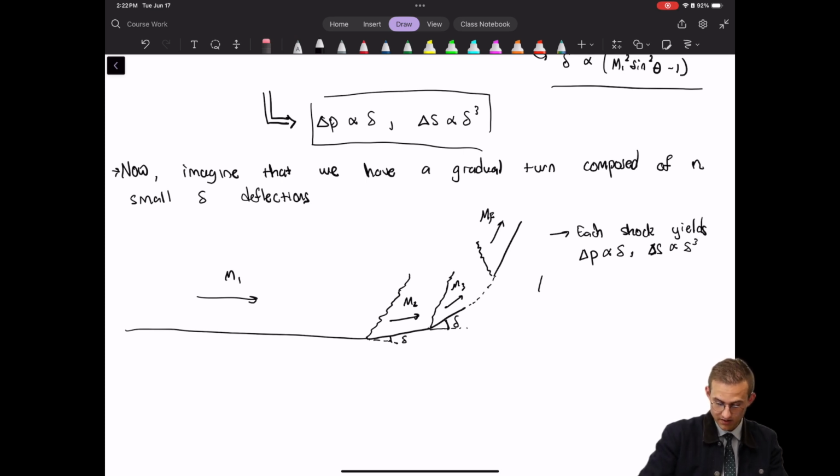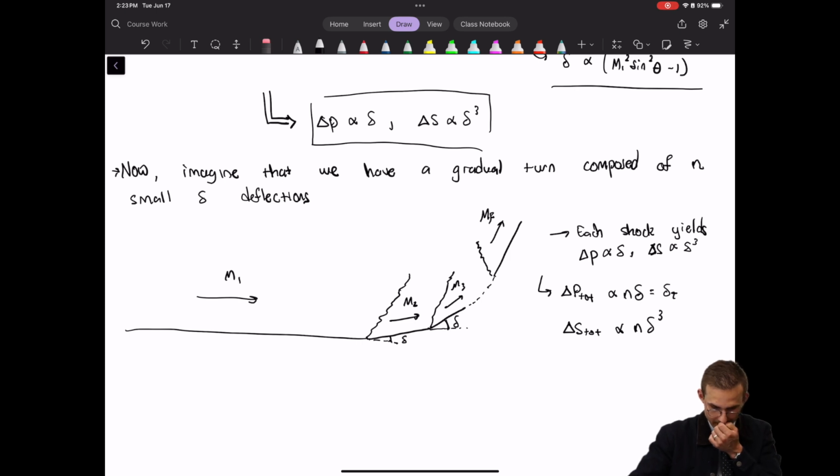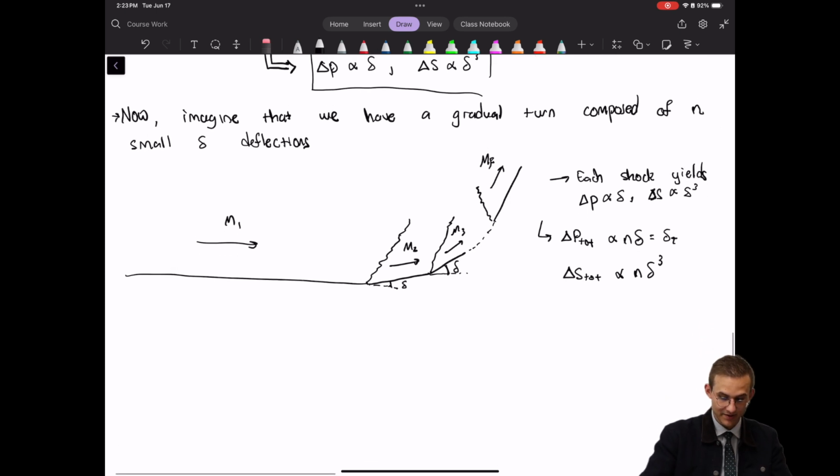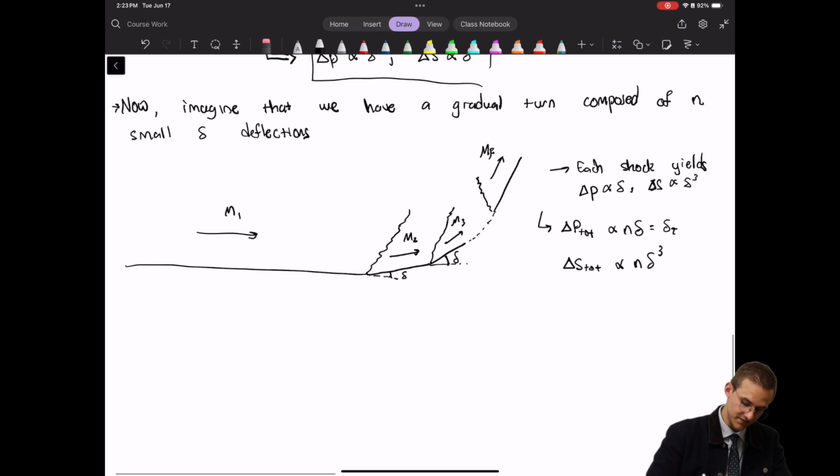Well, once we add all this up, you can say that the total change in pressure is going to be n times delta, or proportional to n times delta, which we'll just call delta total, okay? And the total change in enthalpy is going to be proportional to n times delta to the third power, okay? So now let's just take the limit as n goes to infinity.